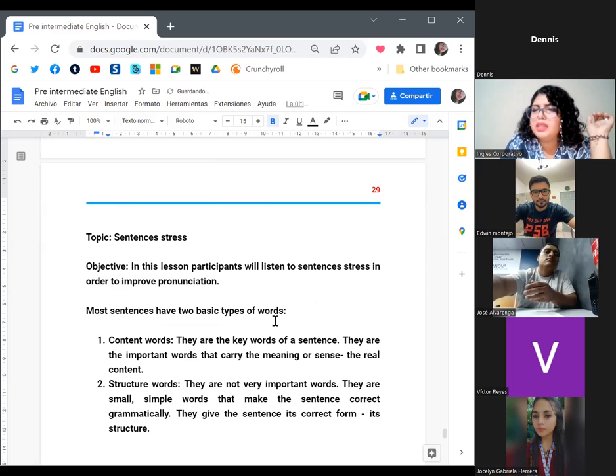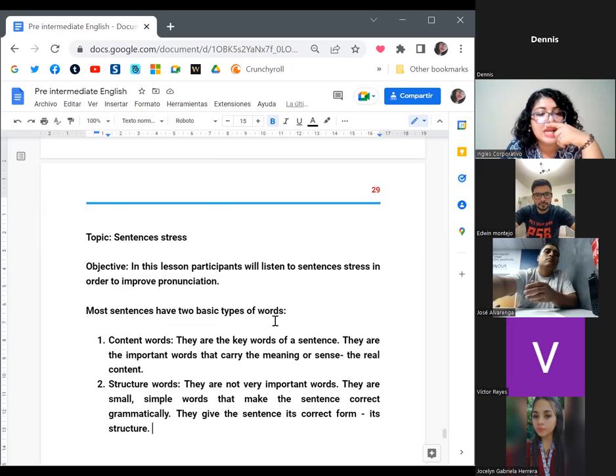If you can see in this case, it says that they are not very important, but I think they are very important words, because in that case, if we don't have that kind of simple words, our sentence will be not correct, talking about grammar. So in that case they are very important, but they are not the most important words in the sentence, but they are kind of important.